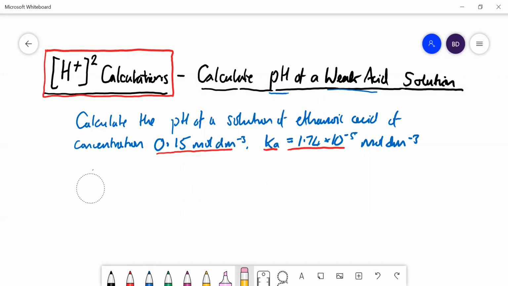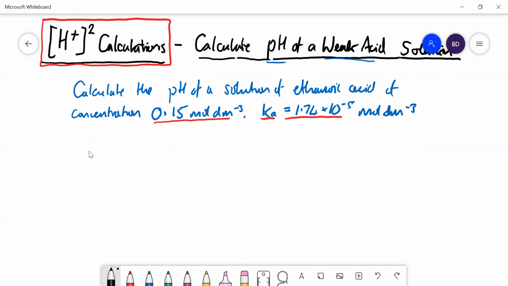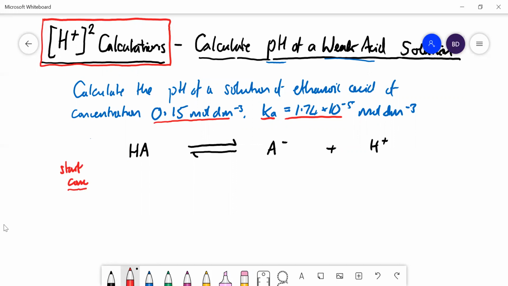So the way I would do it is this. Instead of writing ethanoic acid, I'm going to call it HA, and it's going to lose one of those protons. So HA dissociates into its conjugate base A minus and the H plus ion. Now what I would write down the side here is start concentration. Now it's concentration I'm going to write down here, not moles. And I'm going to write down equilibrium concentration.